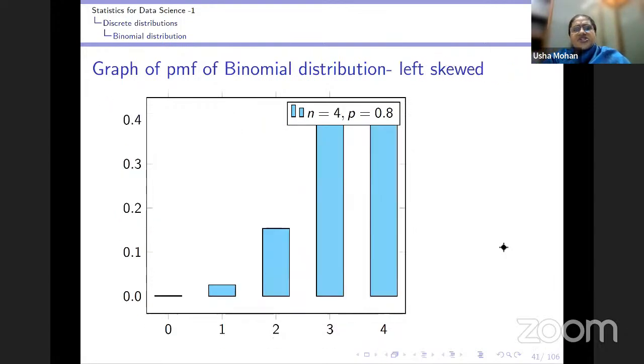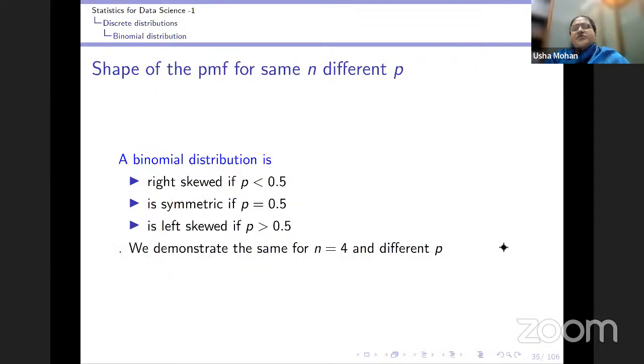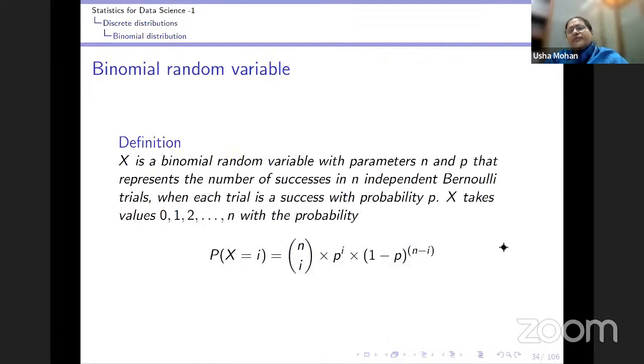This is the probability mass function of a binomial distribution. This is the PMF of the binomial distribution. Where do you use a binomial distribution?